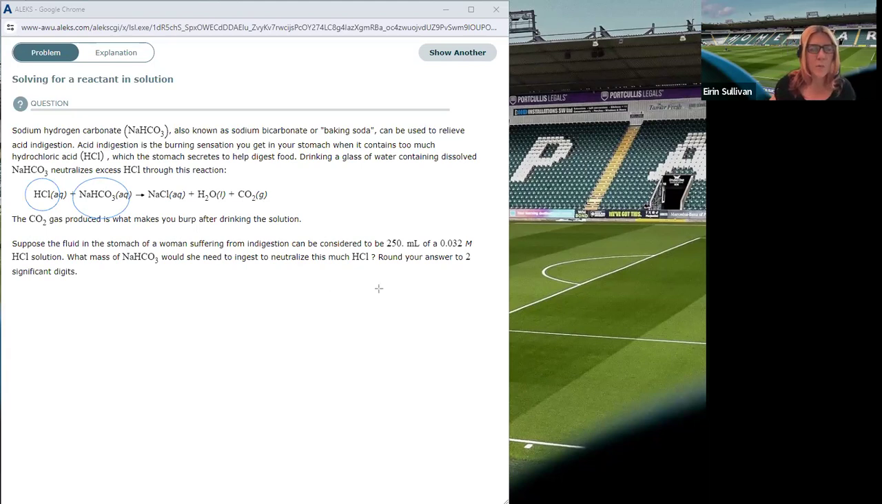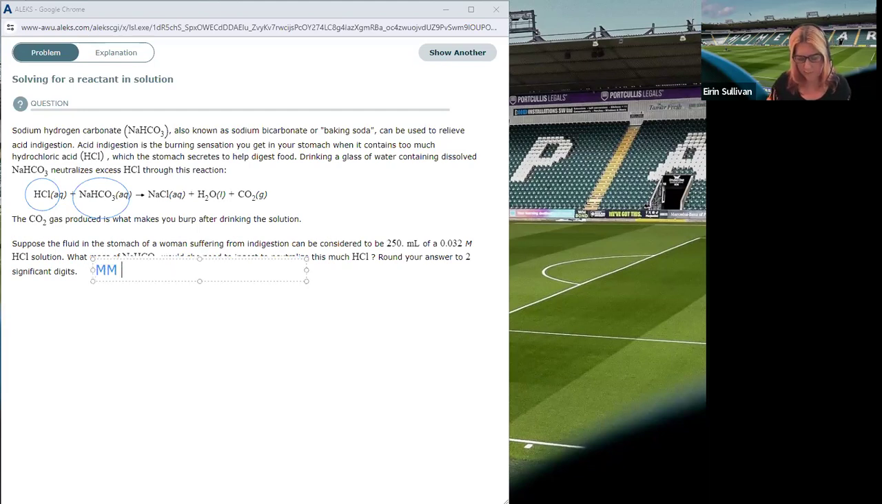So what we need to do then is, in this 250 milliliters of a 0.032 molarity HCl solution, work out how many moles of HCl we have, and then we can convert moles of hydrochloric acid to moles of sodium hydrogen carbonate, and then it's downhill skiing because we can convert moles of sodium hydrogen carbonate to mass in grams using the molar mass.